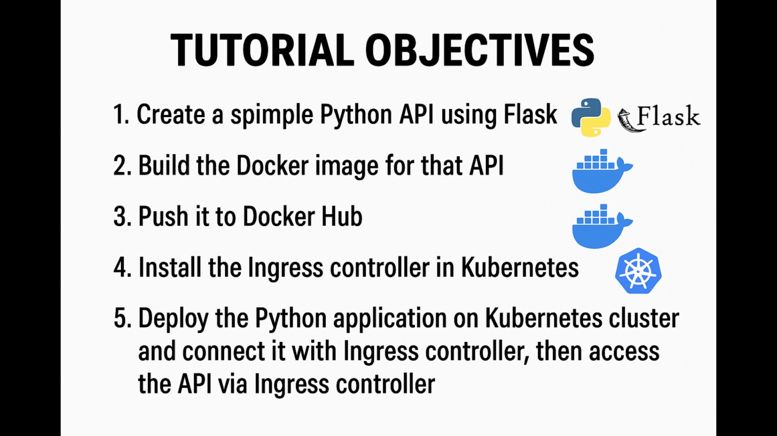Everyone, in this tutorial, we are going to walk through a complete setup of a Python application, which we will deploy on the Kubernetes cluster. We will be starting from scratch by building a simple Python API using Flask, containerizing it with Docker, pushing it to DockerHub, and finally deploying it on the Kubernetes cluster using an Ingress controller.